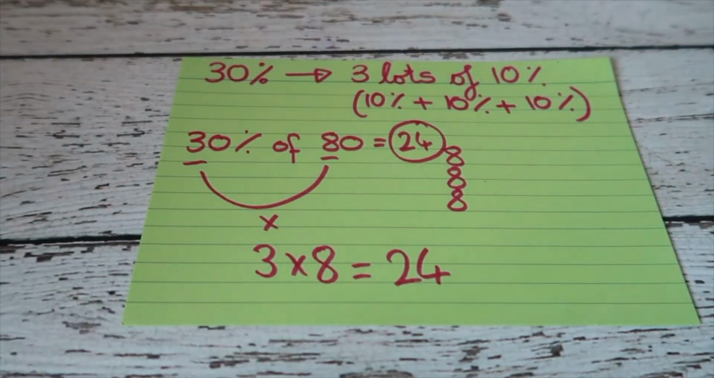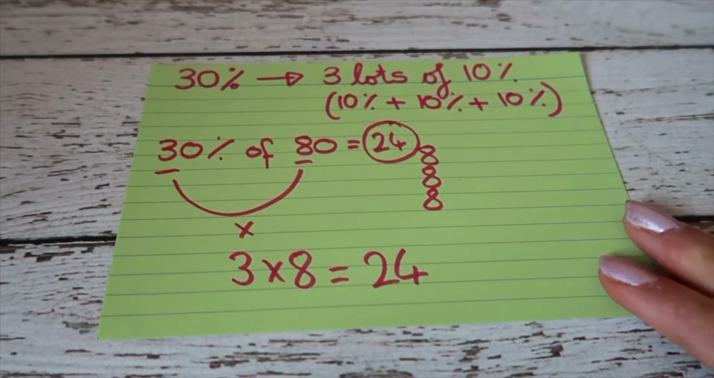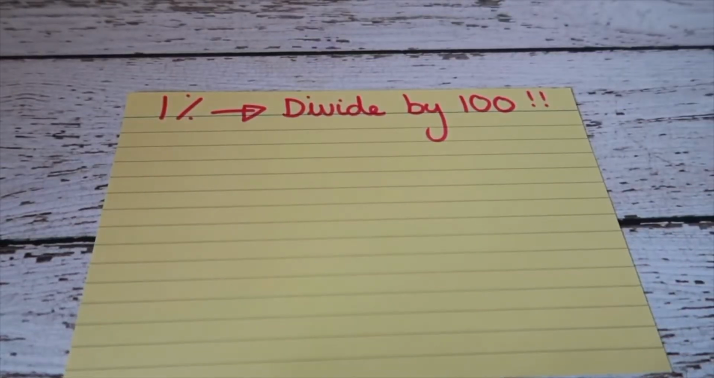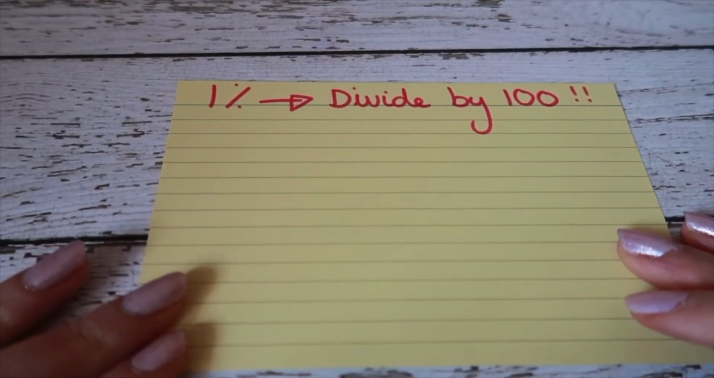So just remember, with percentages, it's easy. You know how to find 10%, you know how to find 5%. If you were asked for 30%, it will be 3 lots of 10%.